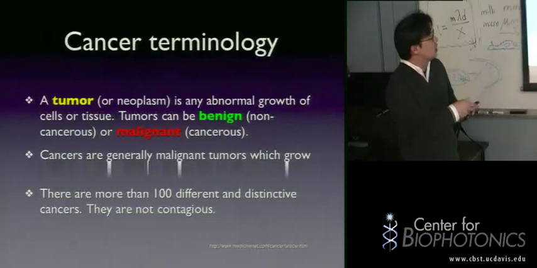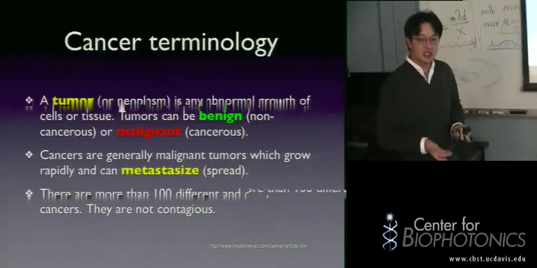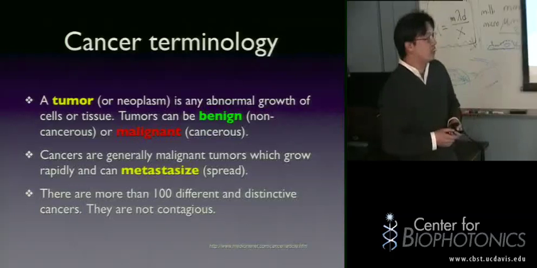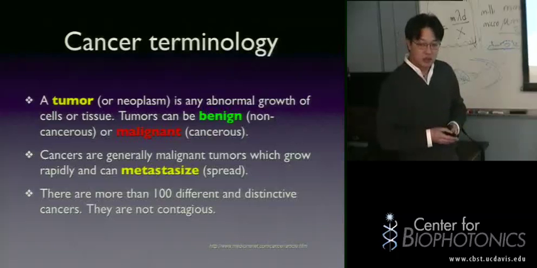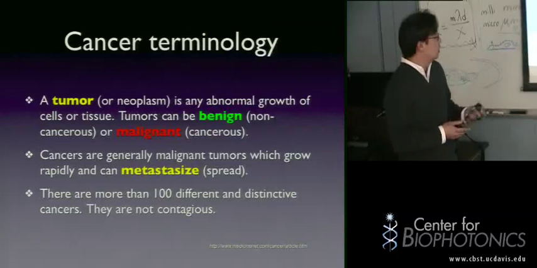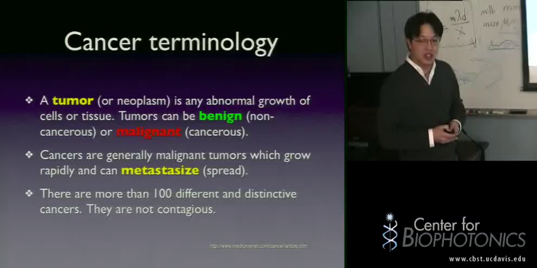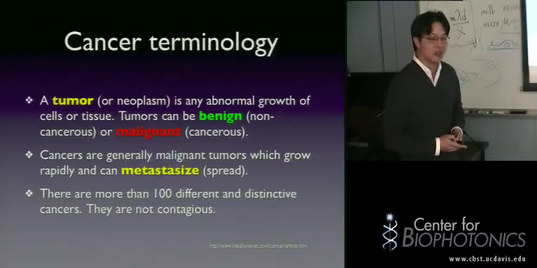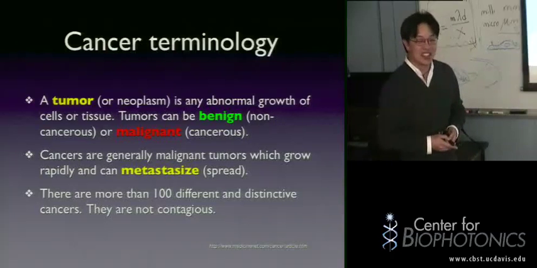Tumors can either be benign, which are considered non-cancerous, or malignant, which are cancerous. Cancers are malignant tumors which grow rapidly, and they can metastasize or spread to other parts of the body. There are more than 100 different and distinctive cancers. These are not contagious. They will spread inside the body, but you can't give cancer to somebody else by touching them. Although there is something else, I'll mention something about infectious disease and cancer a little later.